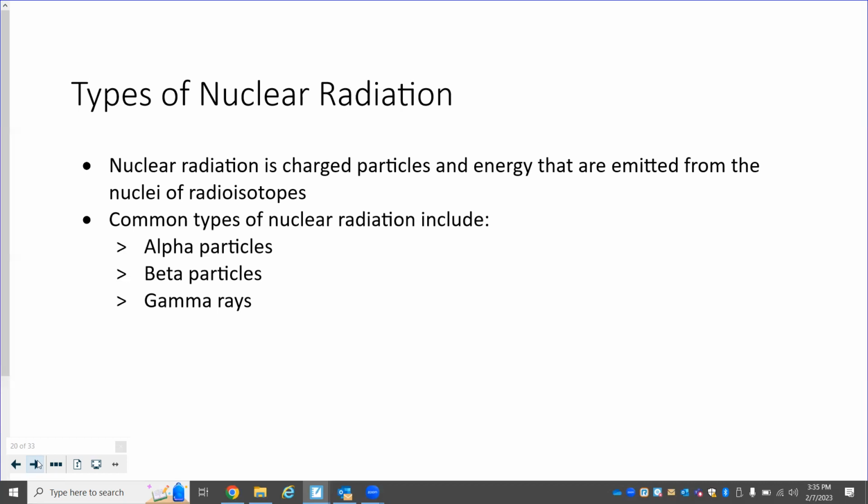We're going to talk about alpha particles, beta particles, and gamma rays. Alpha and beta are the two more common ones that we're going to use and come across. So let's look at what these actual particles are and what we're going to be doing with them.